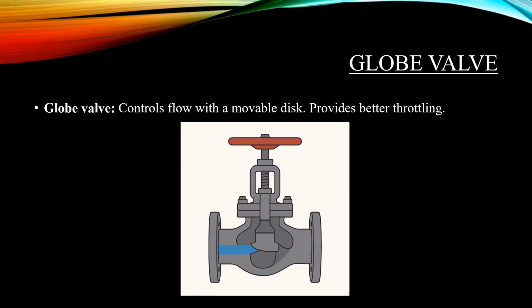Second type of valve is globe valve. So globe valve controls the flow with a movable disc. It provides better throttling. Here you can see one disc, right? When my water fluid comes, that disc is what moves, and based on that my flow rate of the fluid will change, right? So this is all about globe valve.